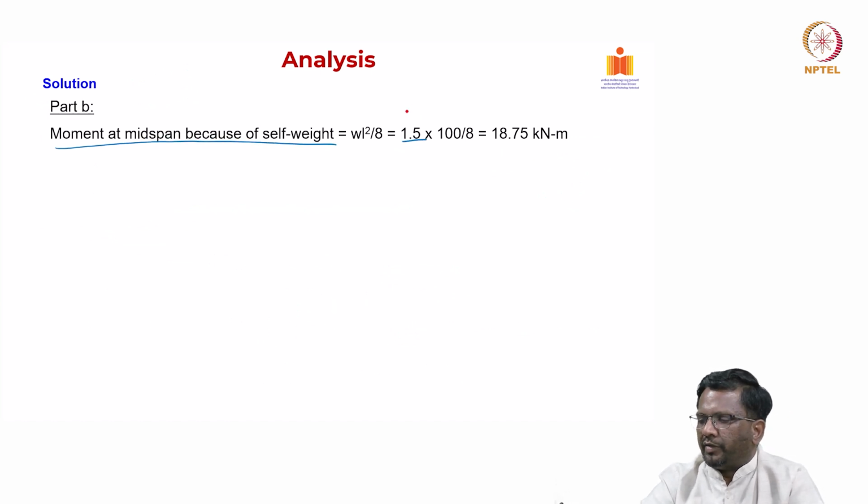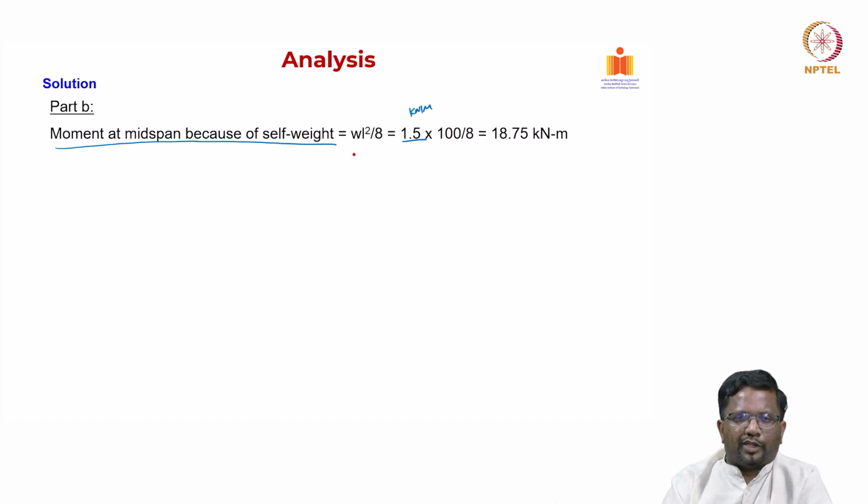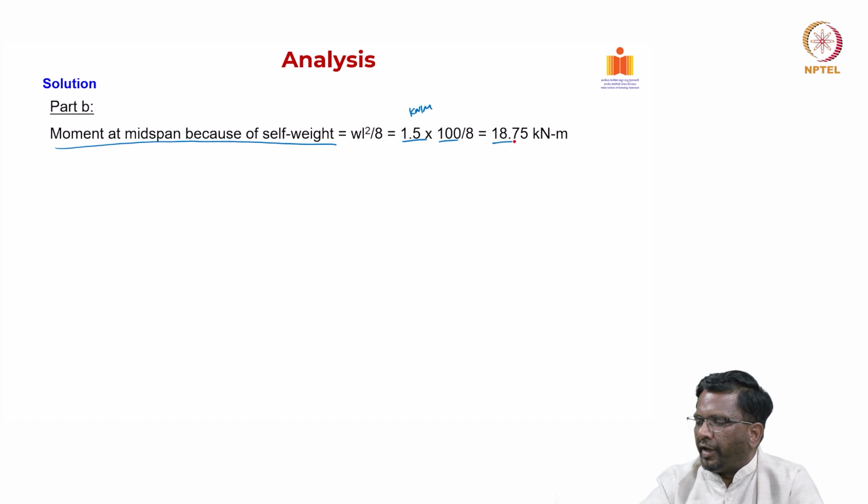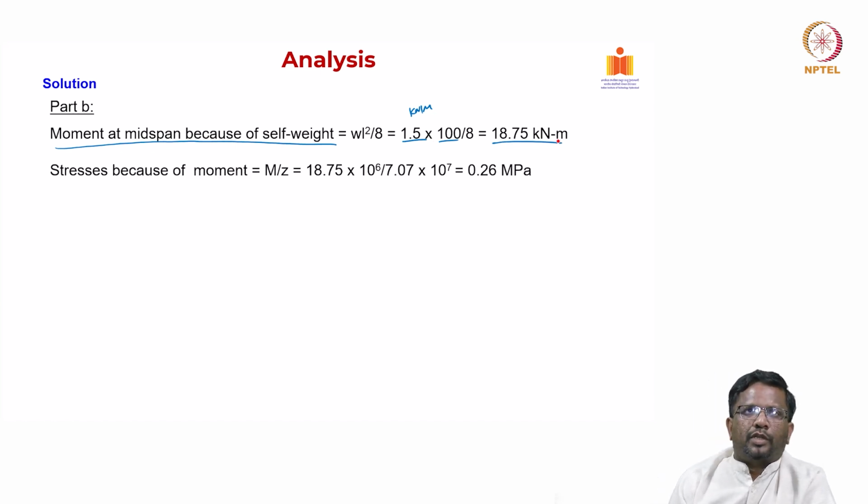Self weight is given as 1.5 kilonewton per meter, and we know L is 10 meters, so L square is 100. So, 1.5 into 100 by 8 will give me 18.75 kilonewton meter, and the stress due to self weight is M by Z, which is only very small, 0.26 megapascal.